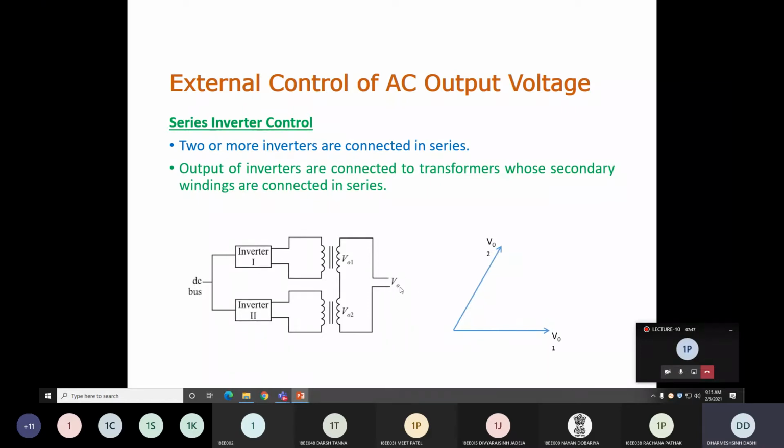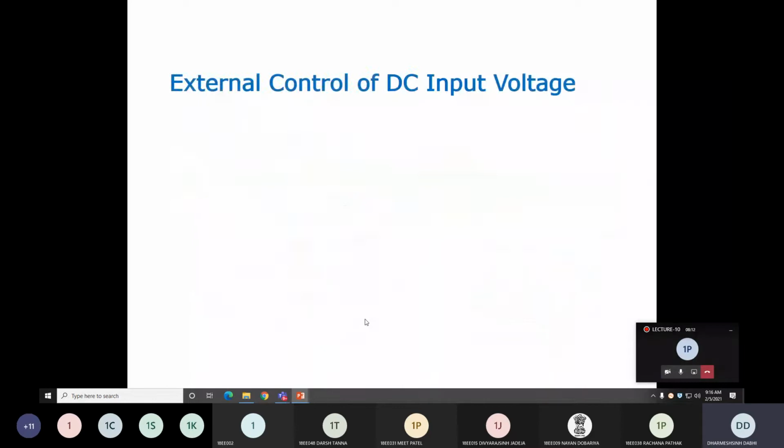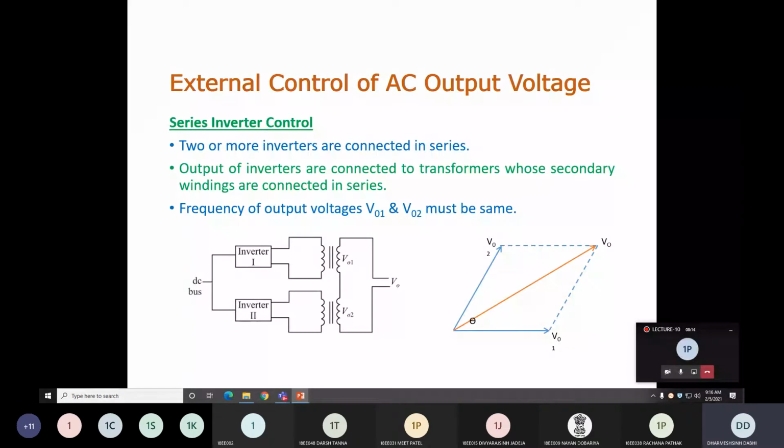Clear? So the output voltage V0 of this inverter is applied to the AC load. By changing the value of angle theta between V01 and V02, we can vary the value of V0. That is the second method of external control of AC output voltage. But as we can see, in both methods we require external components like an AC voltage controller and transformer. So economically it becomes very costly, and the power loss is also very high. So the efficiency of the system is very low, and generally we do not prefer this system.